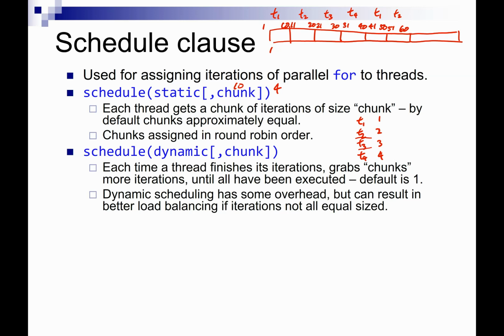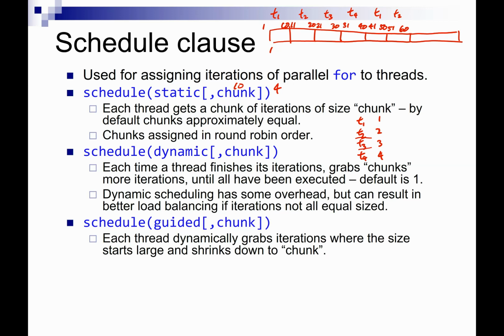So when you have imbalanced iterations, where some iterations take more time than others, then you might want to use a dynamic schedule. You do pay some overhead for doing that. So if all the iterations have the same size, you don't want to use a dynamic schedule because you want to avoid that overhead. But if the iterations are really imbalanced, then the dynamic schedule can improve load balancing and get you better performance.